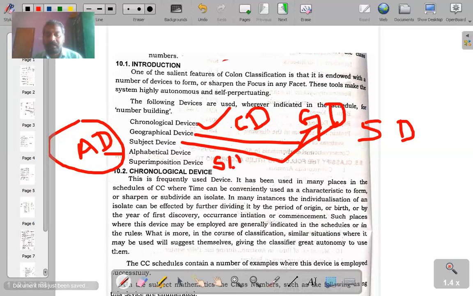The last one is the superimposition device. We say SID, superimposition device. Whenever you want to connect two isolates which belong to the same facet in a particular main class, you can make use of the superimposition device. Okay. So in this class, we are going to discuss all these different notational devices, and we are going to see how these devices can be used either to form or to sharpen the isolates we have in colon classification.